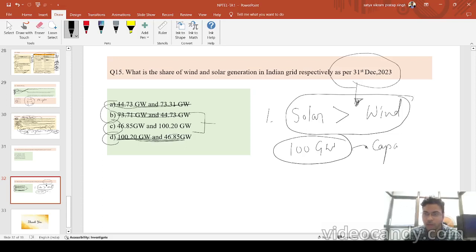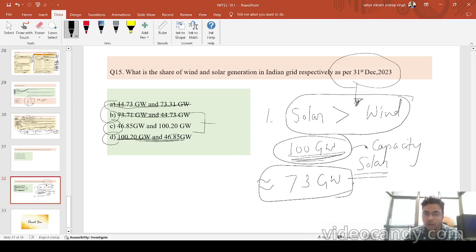So now I am saying that this 100 gigawatt capacity, we have not achieved it. We don't have 100 gigawatt capacity of solar. We have nearly 73 gigawatt production as per this CEA report. You can go to the CEA website and type CEA renewable energy share. You can find this report. So the correct option is A, and this 100.20 gigawatt is a small hydro capacity currently.